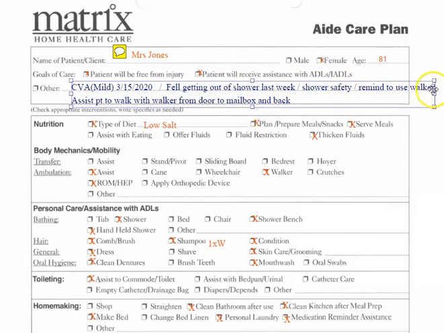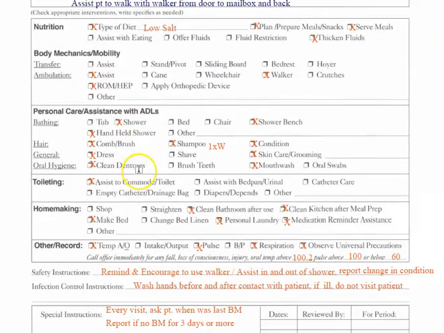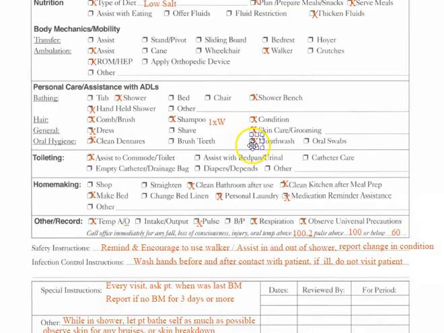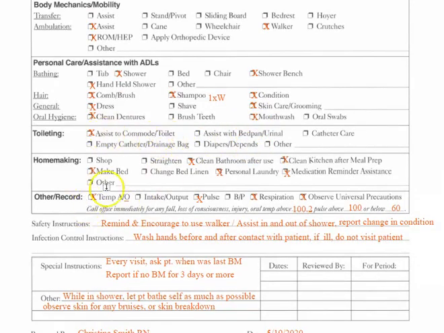So we're looking at shower safety, reminding to use the walker, assist patient to walk with walker from door to mailbox every day. And then over here are some of the things that you'll do. She's on a low salt diet, and you will have to prepare and serve the meal. Okay, and body mechanics, what you'll have to do, assist her, help with range of motion exercises, anything that's checked off. So it's a lot of check off. So we'll shower her, we'll groom her if you look at these things. Shampoo only once a week. We're there every day. We're going to assist to the toilet.